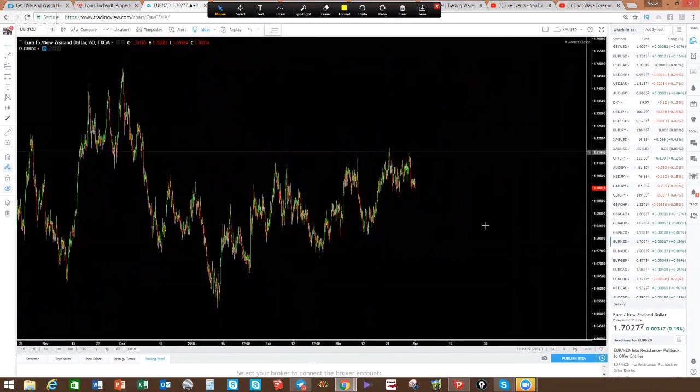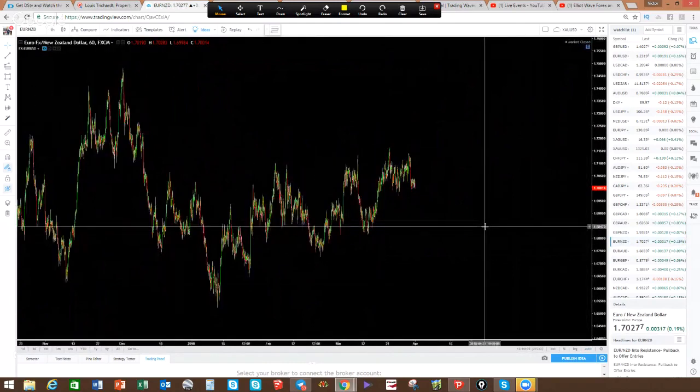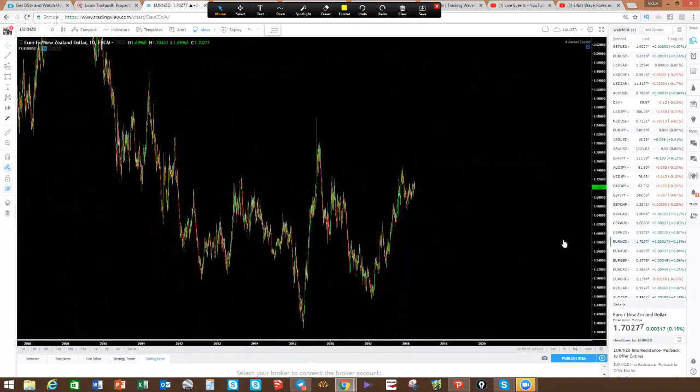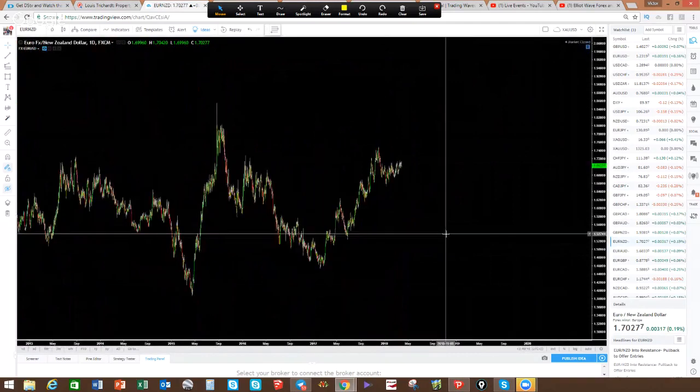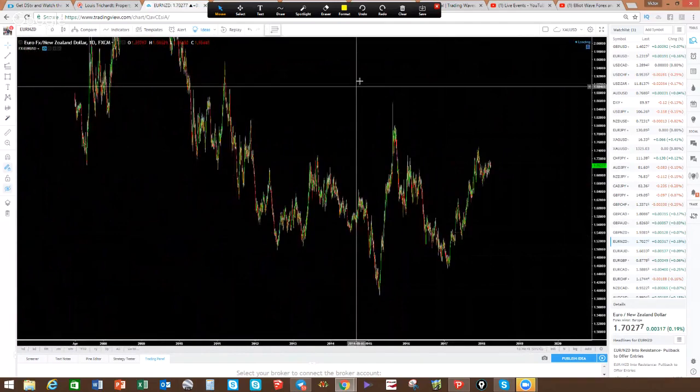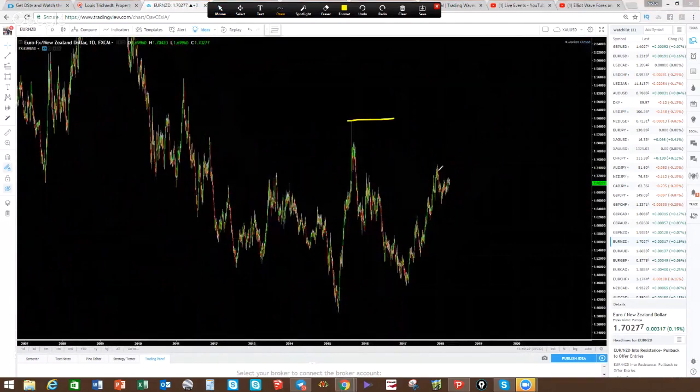The euros, Euro New Zealand. Let's look higher on the daily on this one because it's quite interesting. So this pair, I want the same thing. I want it to come and retest the top, similar to what I want pound New Zealand to do. But right now we've got this move and we've got this correction.